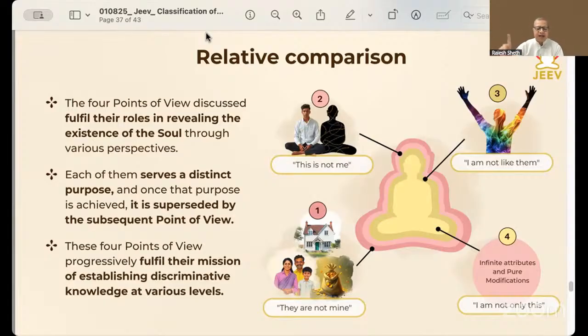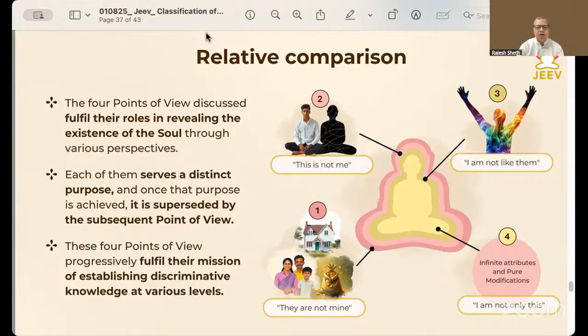First level, second level, third level. Okay. So these 4 points of view helped us in understanding this much. Now, from the point of view of the discriminative knowledge, what do these 4 points of view mean?